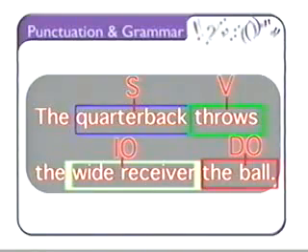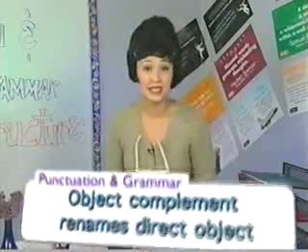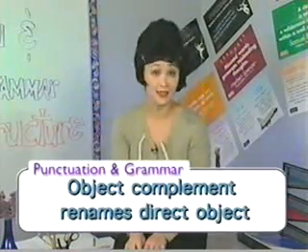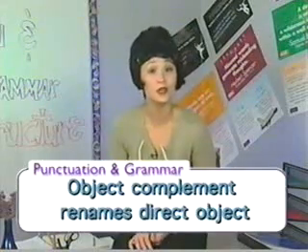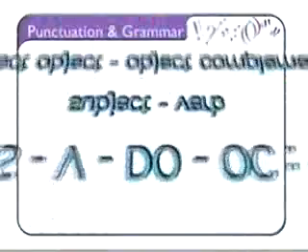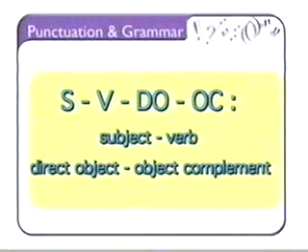The fifth and last simple sentence structure has an object complement instead of an indirect object. An object complement behaves like the subject complement, except it describes the direct object, not the subject. This fifth combination is SVDOOC, subject verb direct object object complement.